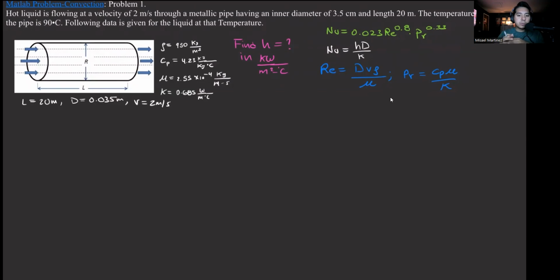And here we have the definitions for Reynolds and Prandtl. Reynolds is the diameter times the velocity times the density divided by the viscosity. And the Prandtl is Cp times mu divided by the conductivity K. So let's plug it in and see what we get.